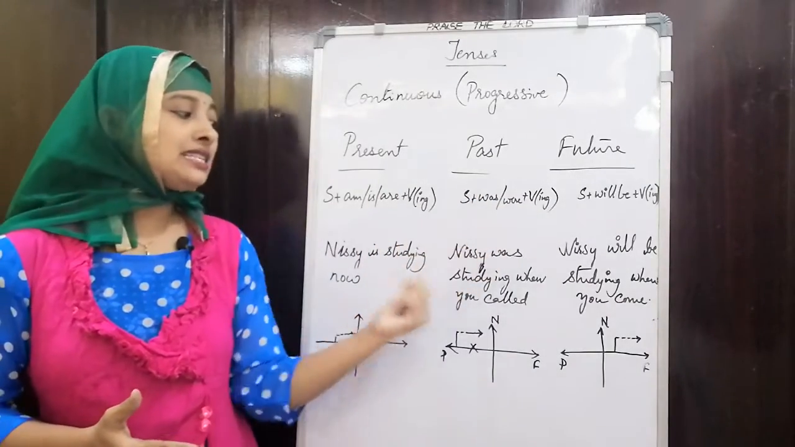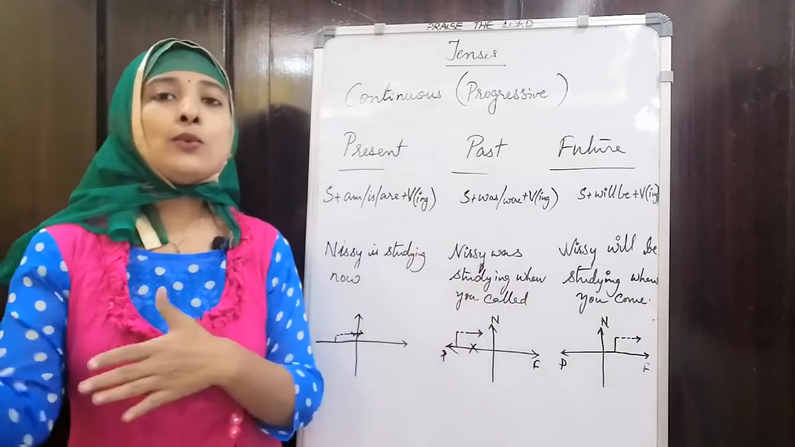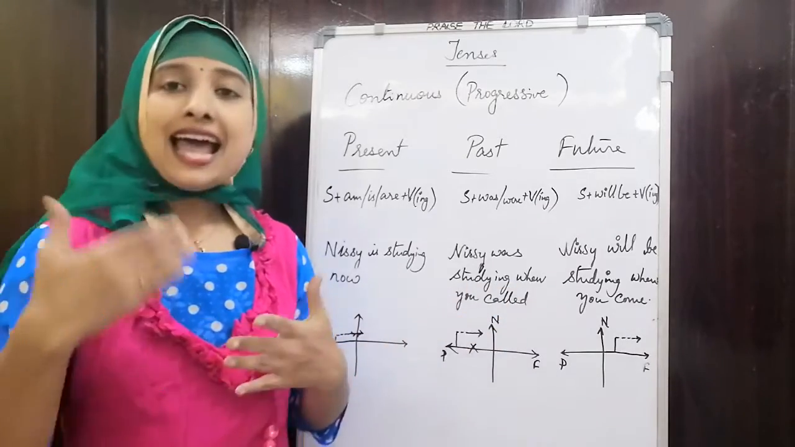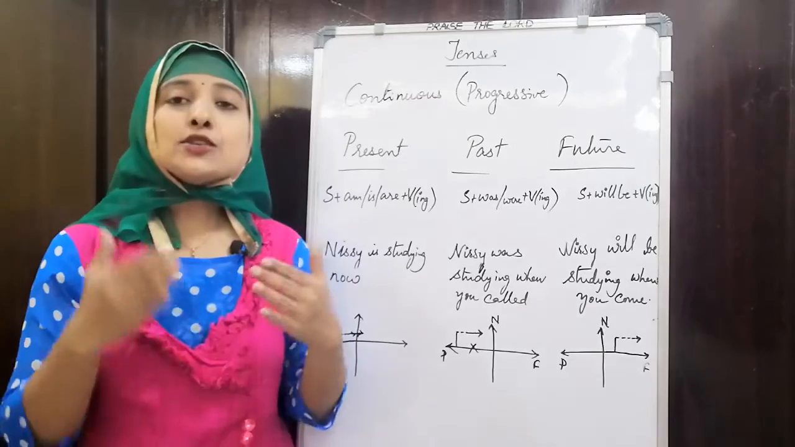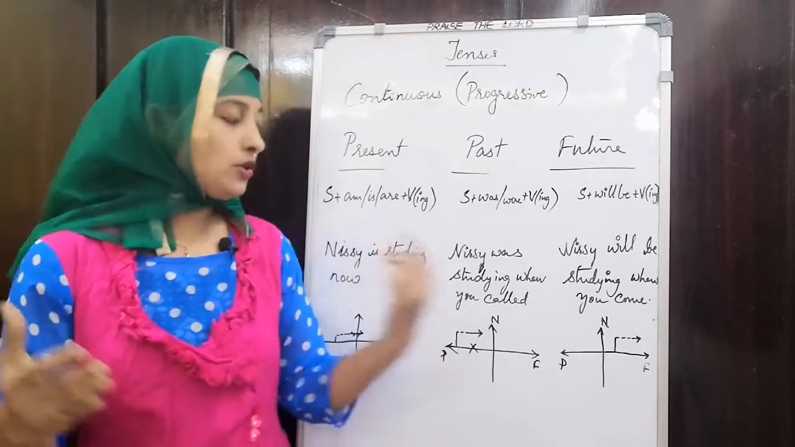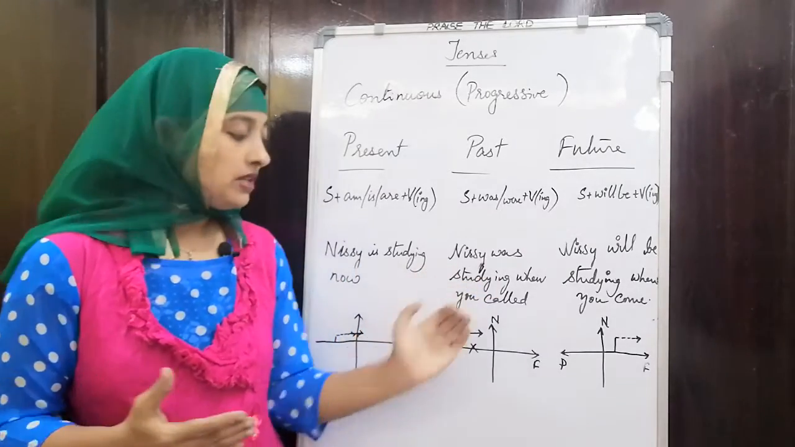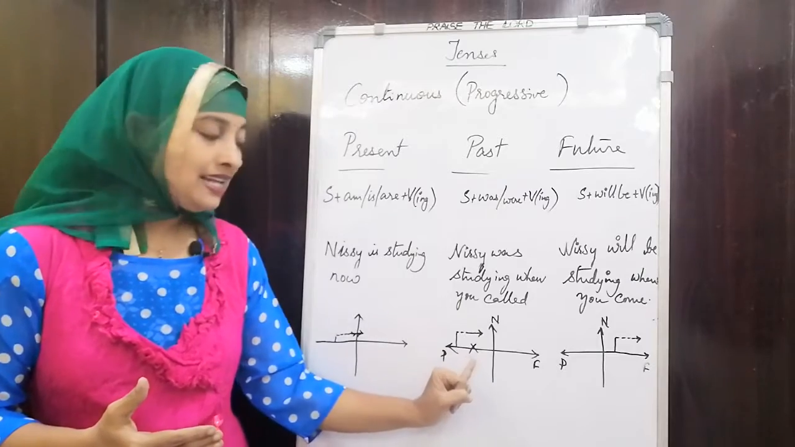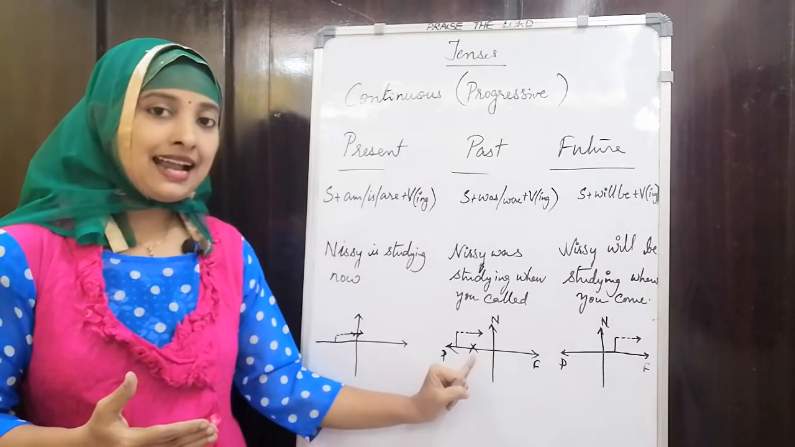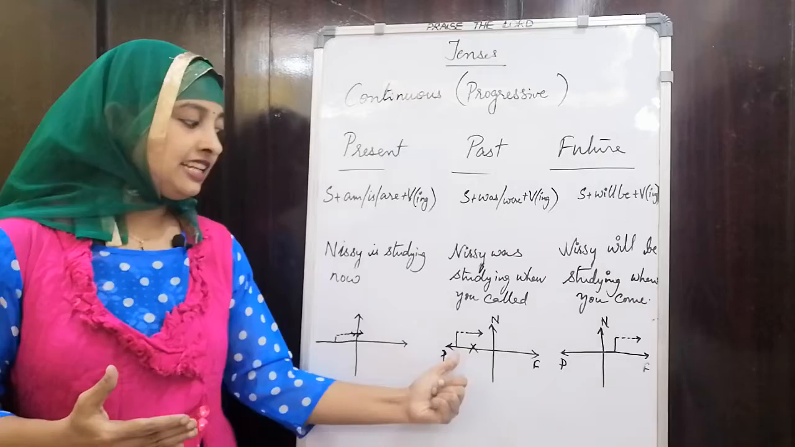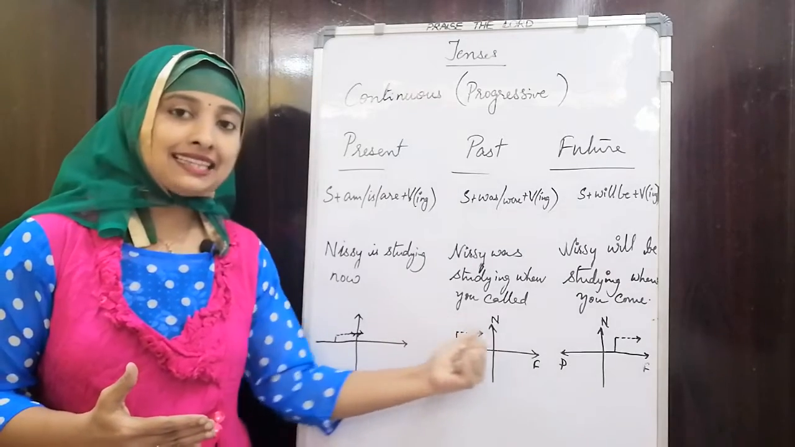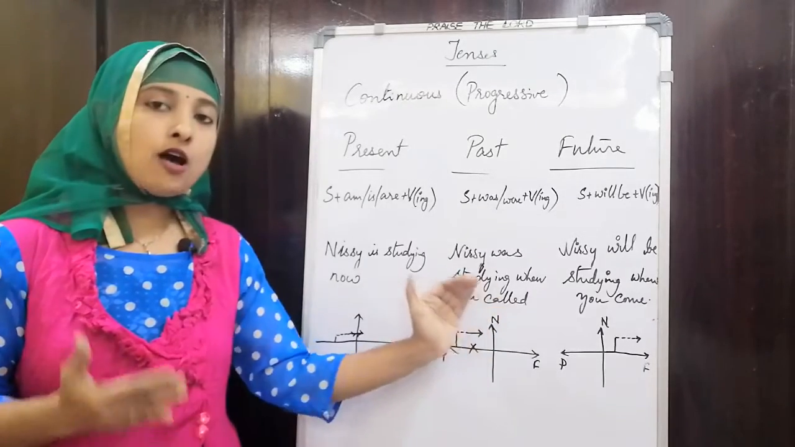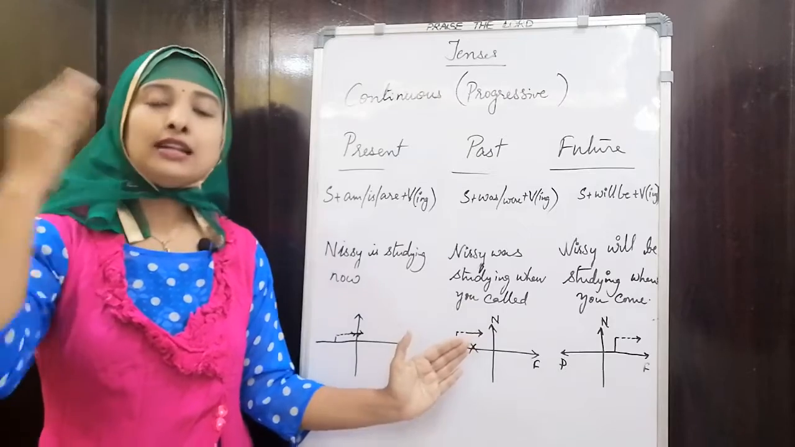So Nissi was studying when you called. So when you called yesterday, Nissi was actually studying, right? So Nissi was studying yesterday. So you can see the verb in ing form. And when you called is an event which got completed, right? So at that time, what was Nissi doing? She was still studying at that time. So it is an ongoing action in the past when you called up.